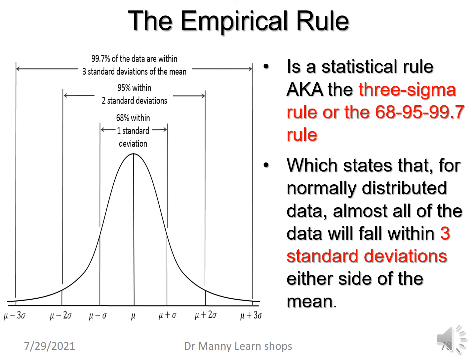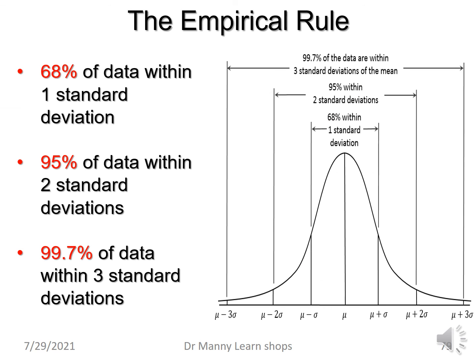The empirical rule that's associated with this is the statistical rule, also known as the 3 sigma rule or the 68-95-99.7 rule. This states that for normally distributed data, almost all the data will fall within 3 standard deviations either side of the mean. 68% of the data within 1 standard deviation. 95% of the data within 2 standard deviations. 99.7% of the data within 3 standard deviations.